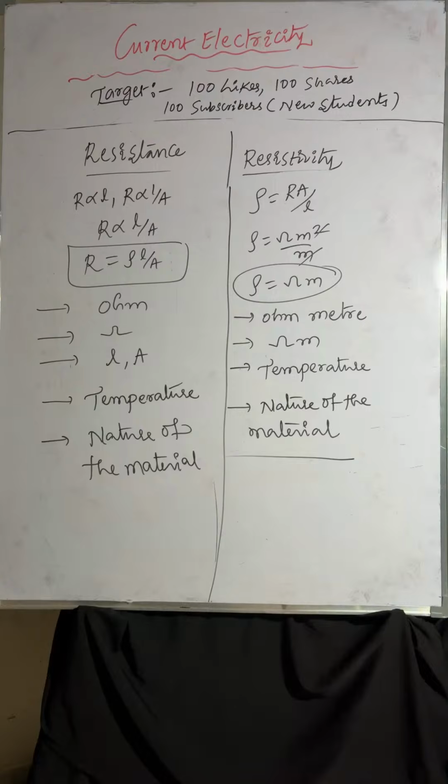Okay, so resistance is directly proportional to L. Resistance is inversely proportional to the area of the cross section. So R equals rho into L by A. Okay, so these are the points.